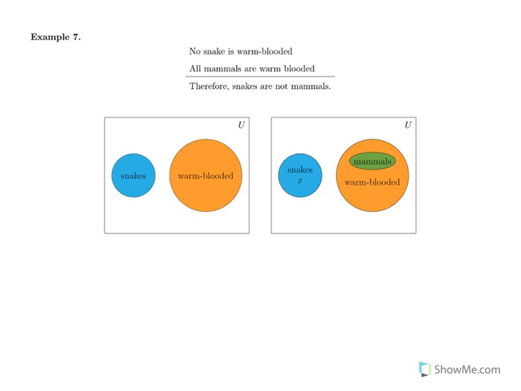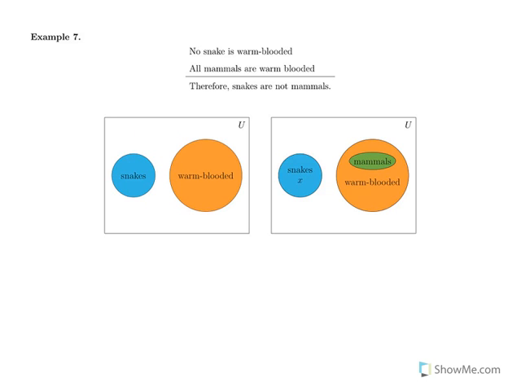So one more example dealing with deductive reasoning. We have: no snake is warm-blooded. That is true. All mammals are warm-blooded. That is also true. So therefore, snakes are not mammals. So this is our universal negative idea.